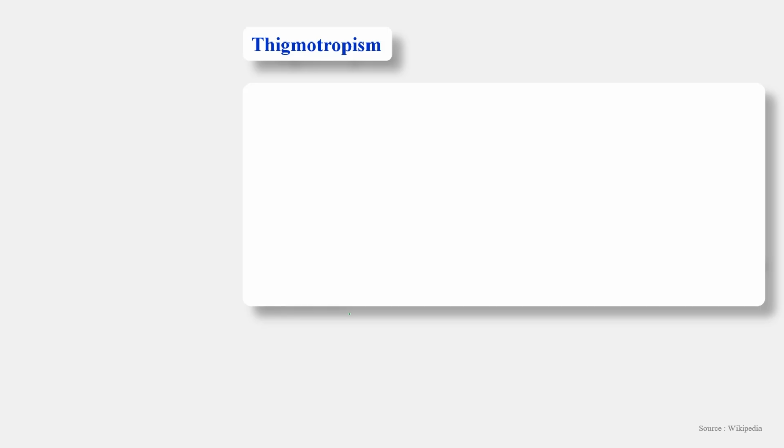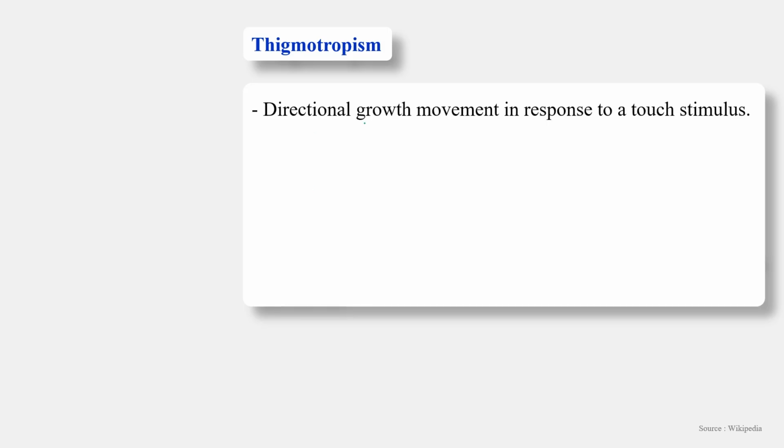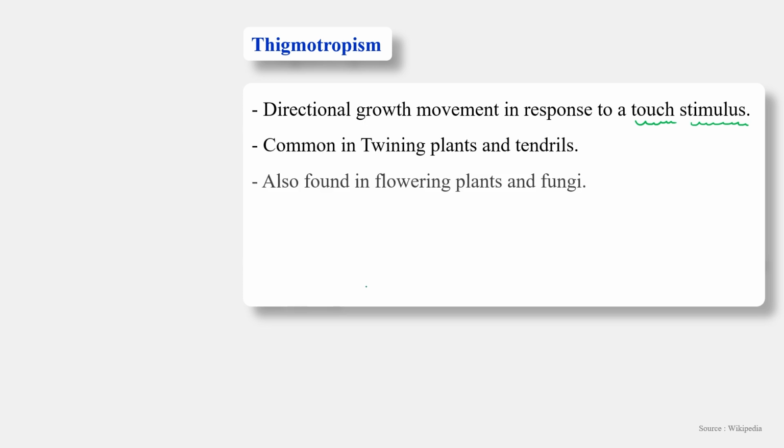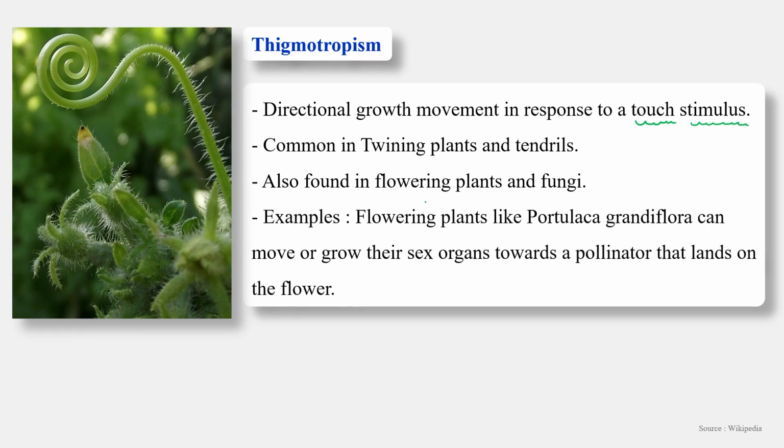Next, or last one, is thigmotropism, meaning directional growth movement in response to touch. It is common in twining plants and tendrils. These are also found in flowering plants and fungi. A flowering plant like Portulaca grandiflora, for example, can move or grow its sex organs towards a pollinator that lands on that particular flower.